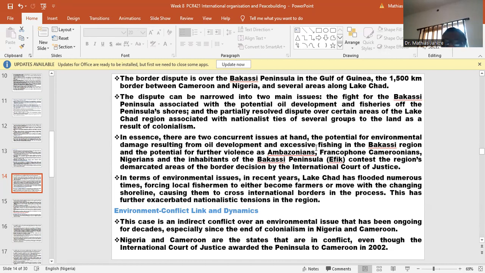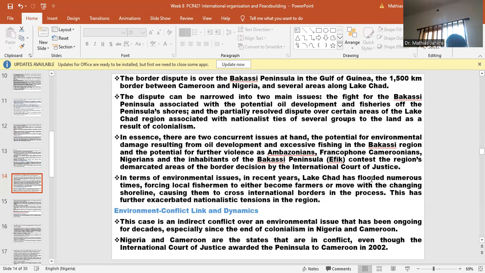In essence, there are two concurrent issues at hand: the potential for environmental damage resulting from oil development and excessive fishing in the Bakassi region, and the potential for further violence as Anglophones, Francophone Cameroonians, Nigerians, and the inhabitants of the Bakassi Peninsula contest the demarcated areas of the border decided by the International Court of Justice. In terms of the environmental issue, in recent years Lake Chad has flooded numerous times, forcing local fishermen to either become farmers or move with the changing shoreline, causing them to cross international borders in the process. This has further exacerbated nationalistic tensions in the region.